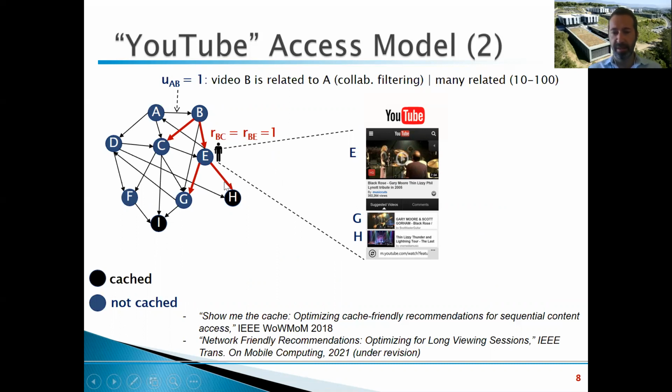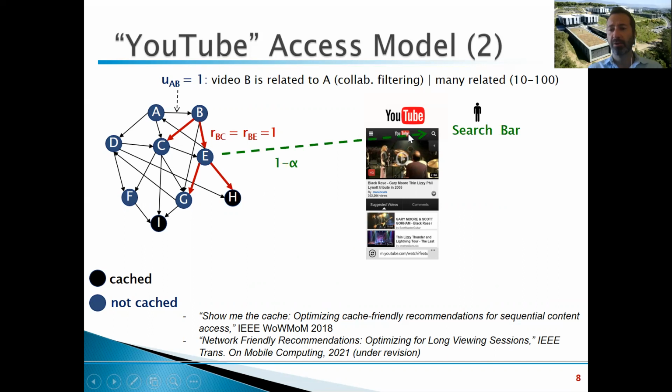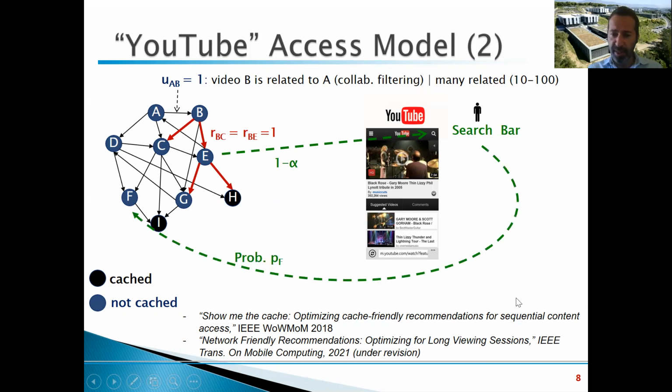So that's great. What also might happen though is that at some point the user might not follow the recommendations, might go to the search bar and just pick something else, slightly related but not included in this list, or totally unrelated. We assume that this happens independently with some probability 1 minus alpha. And whenever it does, you just teleport back into the graph into some random content with a probability P_F that you also know. So far, we're going to be assuming that we know all these things.